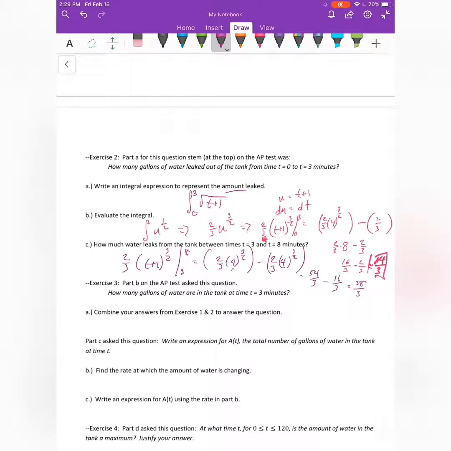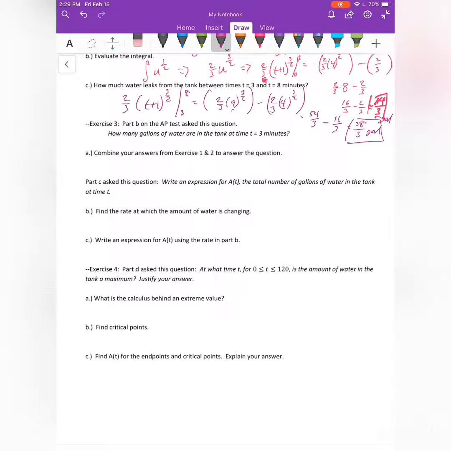In both those answers, it says how much water, so our unit should be gallons. What we just found twice was how much water leaked out of the tank during those times. Okay, moving on to the next parts.